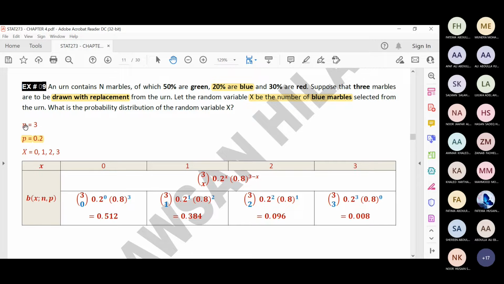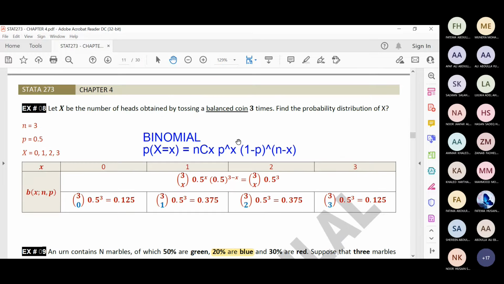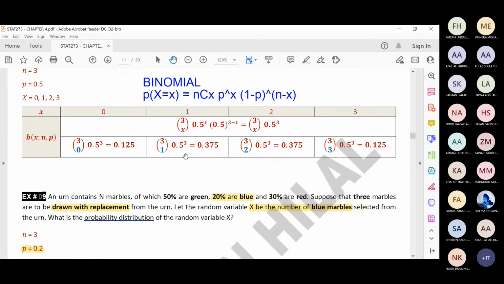In this case, according to N, what are the values of X? 0, 1, 2, up to N, which is 3. Again, I'm asking you to find the probability distribution function, which means substitute. Once again, don't forget, this is the formula that we will use for the binomial.